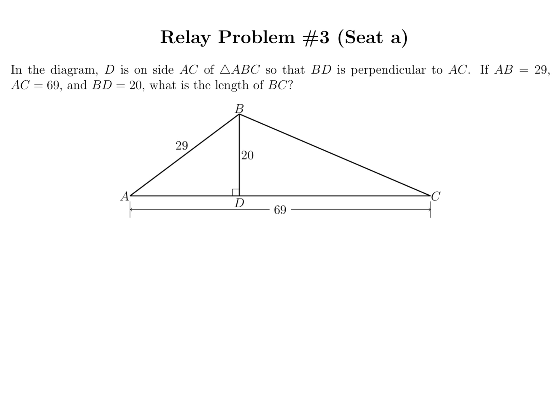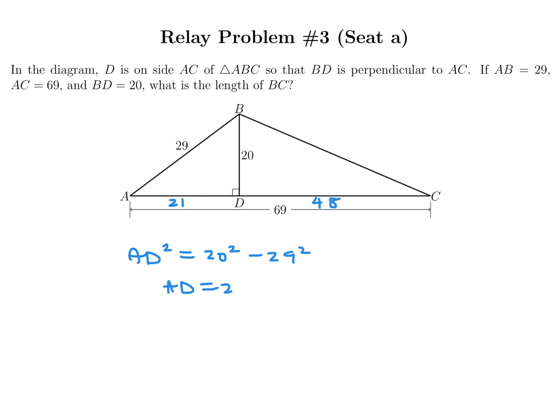Well, let's see here, but I think there's a whole bunch of Pythagorean relationships. So AD, for example, squared would be 29 squared minus 20 squared, and you can calculate that. AD would be 21. So the whole thing is 69, then the other part would be 69 minus 21, which is 48.